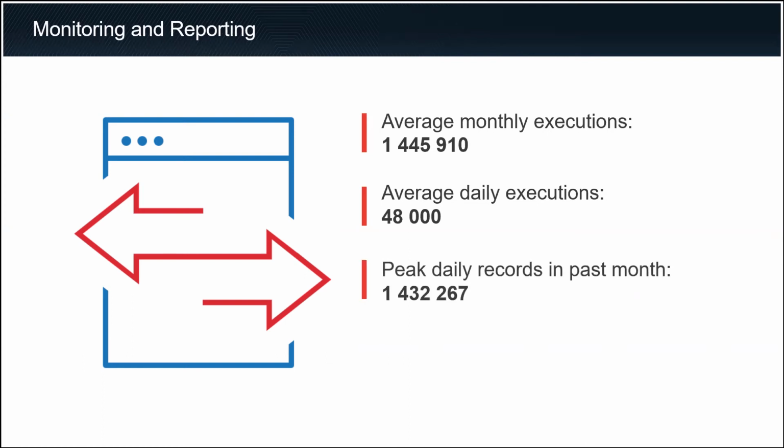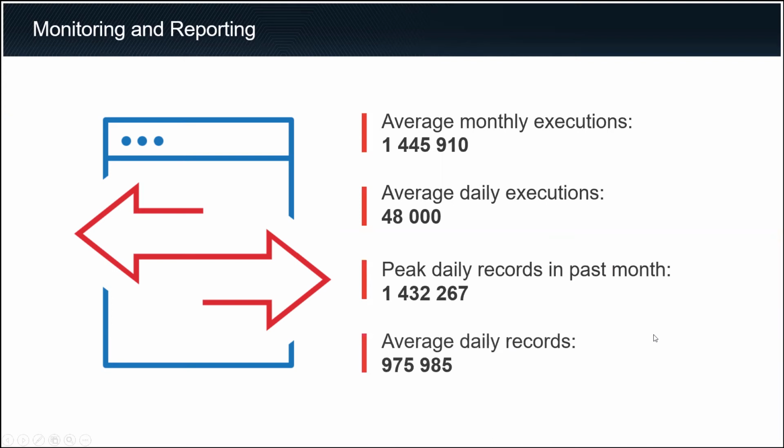In the past month, the peak daily records processed is just over 1.4 million per day. That's typically a record that needs to be either updated or deleted, or something has to happen with that record. Some processing has to happen with that record from one system to the next. And we need to be aware if that record reached the target system successfully. And on average per day, we process over 970,000 records.